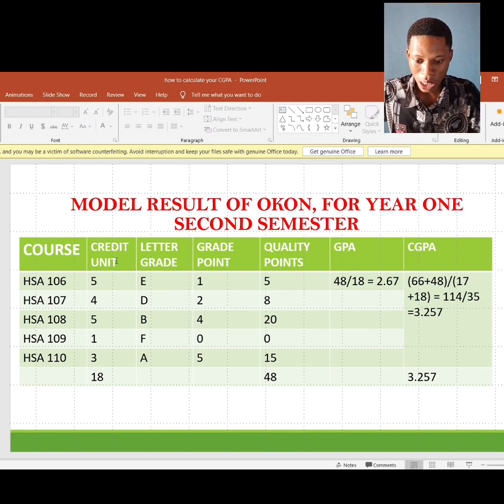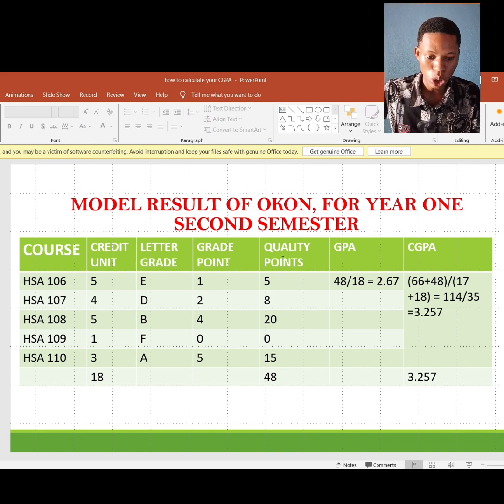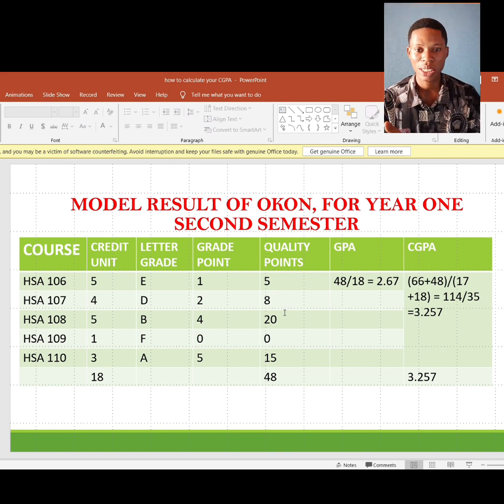The quality, the credit unit, the letter grade. You can see now that E is 1, D is 2. Are you seeing it? B is 4, F is 0, A is 5. Now you calculate the quality point. How do you calculate that? You remember that it is the grade point times the credit unit, right? Don't always forget that. So 5 times 1, 5, 4 times 2, 8, 5 times 4, 20, like that. So you get a total quality point of 48, and the total credit unit is 18.